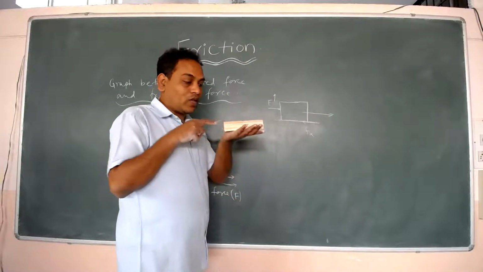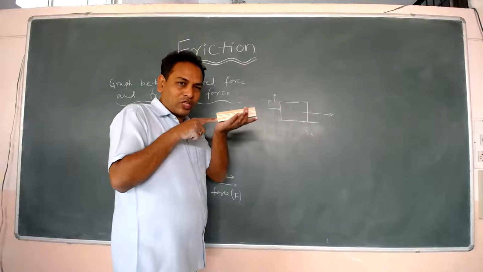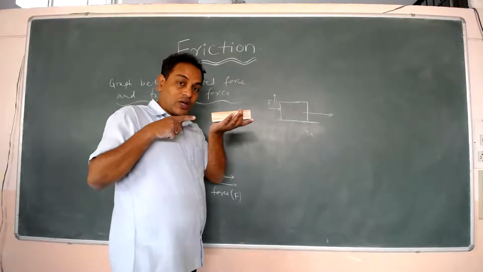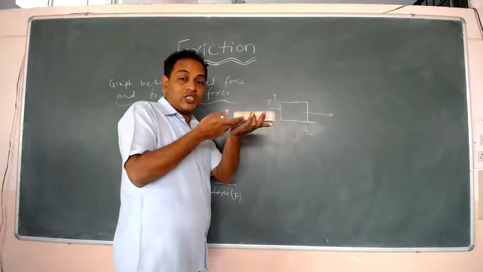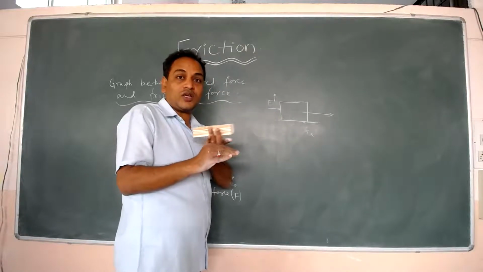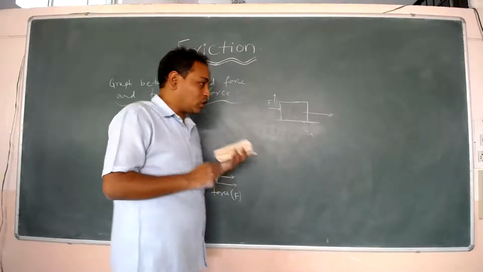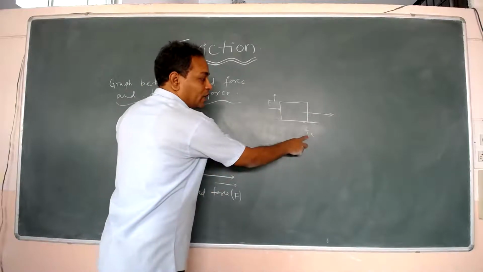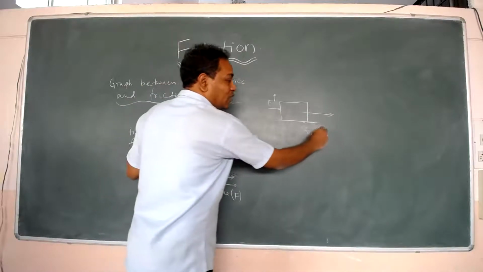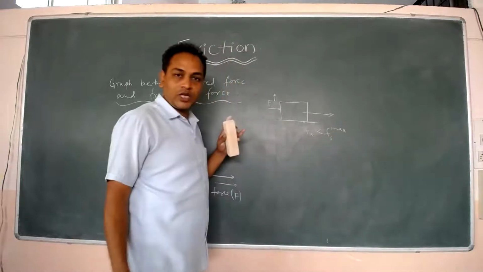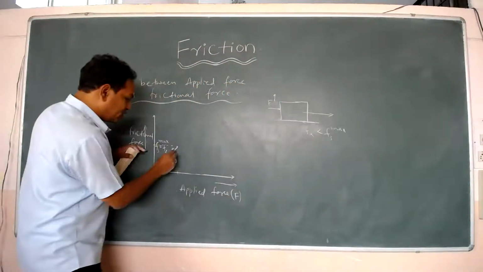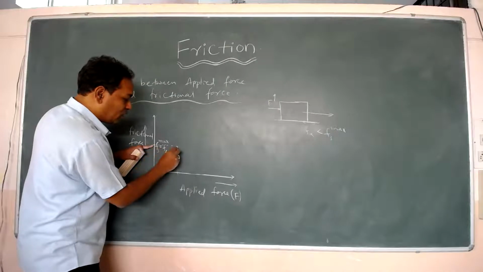Why? Because when the body is not moving, at that time it is the maximum static friction. When a force is applied further, the body starts moving. During this time, its friction reduces, because of that it is moving. So that means here the kinetic friction will be less than the maximum static friction. At this point, this is the maximum static friction.